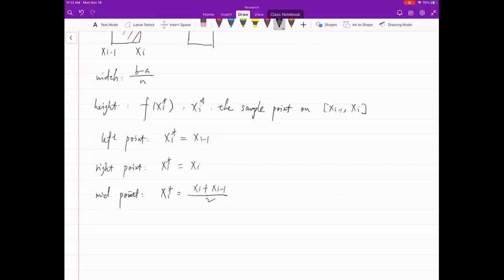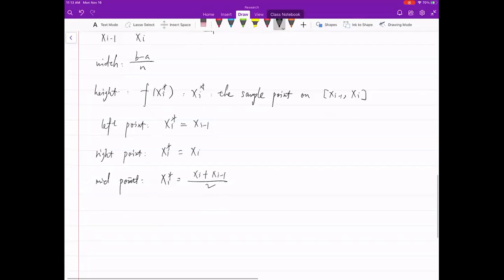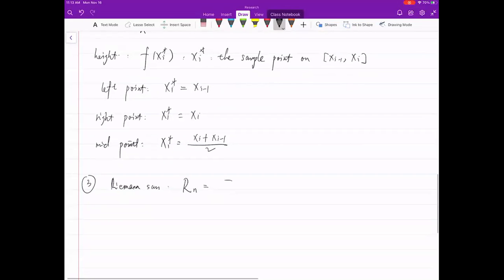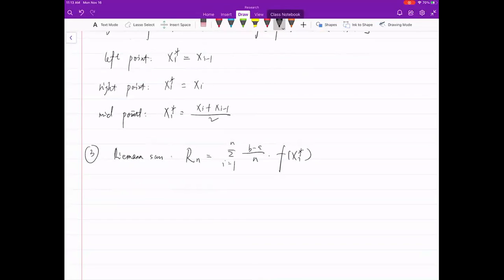All right. After that, we have each rectangle. We sum them together. We give it a name. We call it the Riemann sum, R, and that depends on how many rectangles you take, which is nothing but the sum of all the rectangles with the width times the height. And finally, the exact area is going to be the limit as n goes to infinity of Rn.